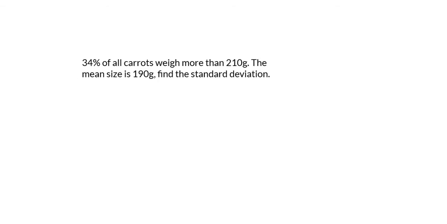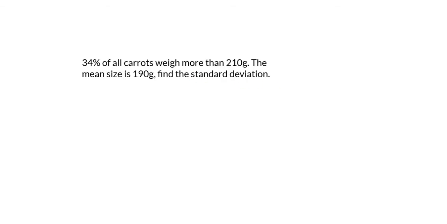Let's have an example of the sort of problem we could do this with. Say we get told that 34% of all carrots in a particular setting weigh more than 210 grams and that the mean size is 190 grams, and we want to find the standard deviation. Of our basic bits of information, we have our range, our probability, our mean, and our standard deviation. Those are our 4 bits of information. We need to have 3 of them to be able to solve this problem. So we do have that: we have our probability, we have our range, and we have our mean. The standard deviation is the last one, so we're going to put that together.